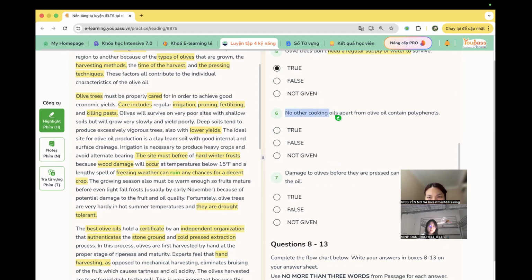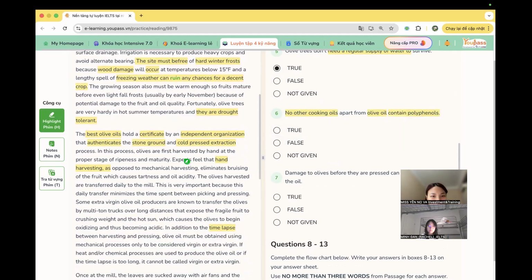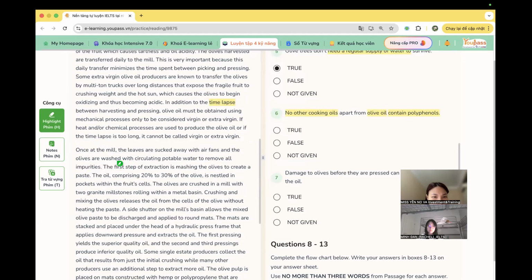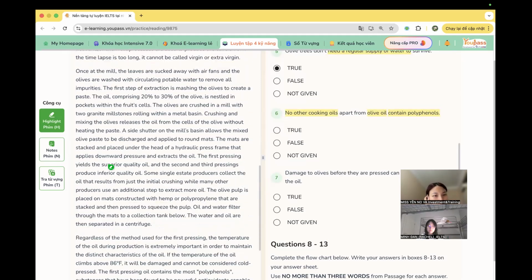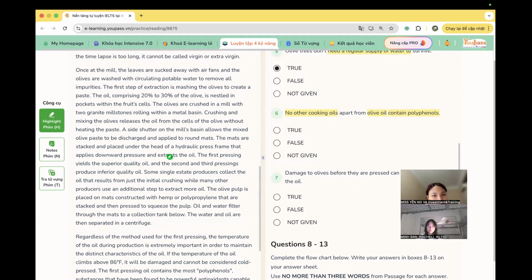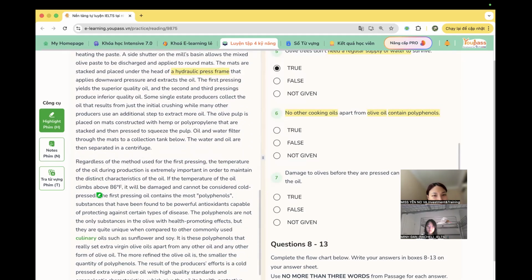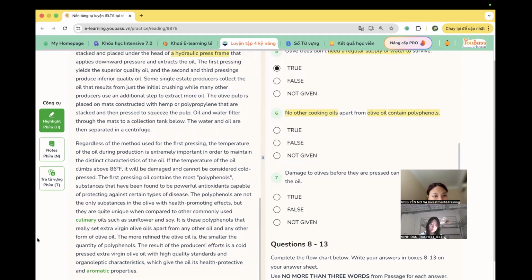Insist no other cooking oils apart from olive oil contain polyphenols. I think I can find polyphenol down here. I don't see the word. Okay, look at the last paragraph. Do you see polyphenol?